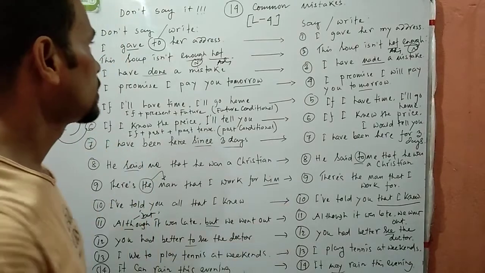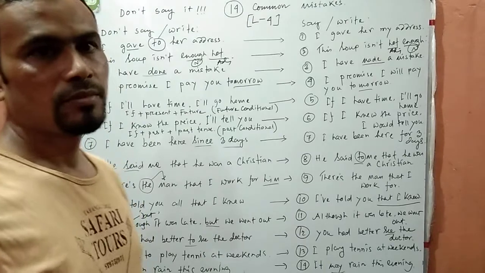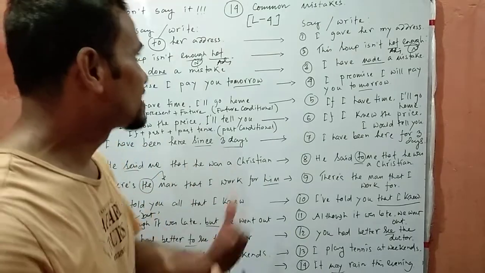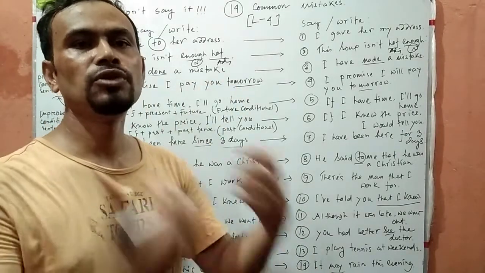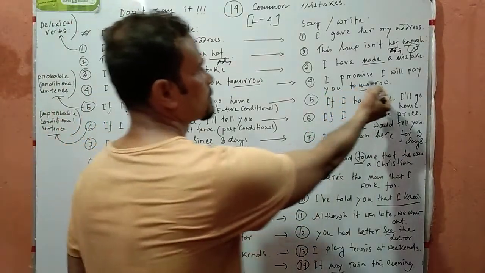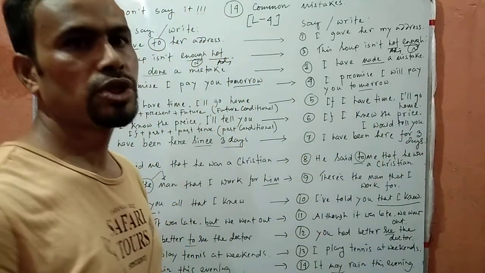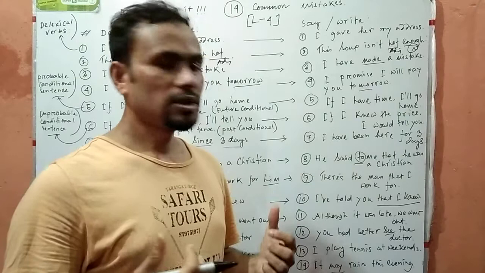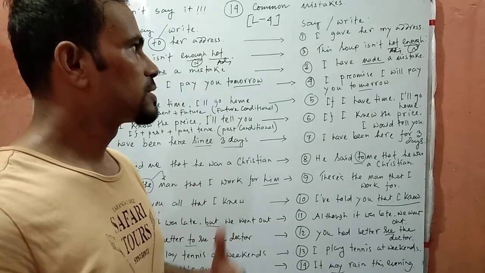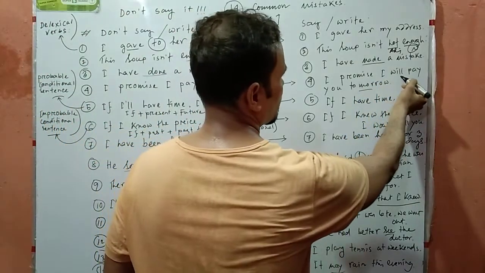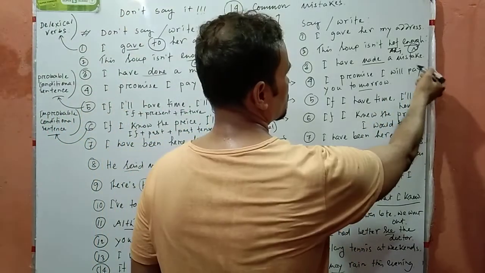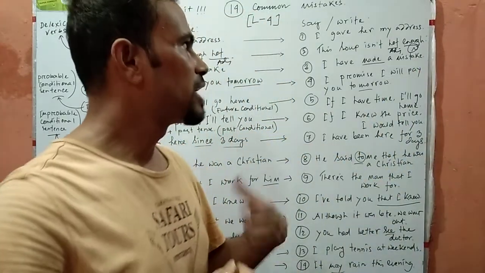But why? Because when you see tomorrow, this word tomorrow means the next day, and tomorrow indicates the future. Future indefinite tense. So the correct sentence is, I promise I will pay you tomorrow. So we have to know about future indefinite first. The future indefinite tense is subject plus shall or will, and after that the base form of the verb. Pay is the base form of the verb.